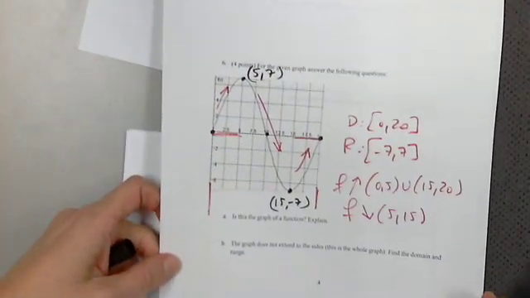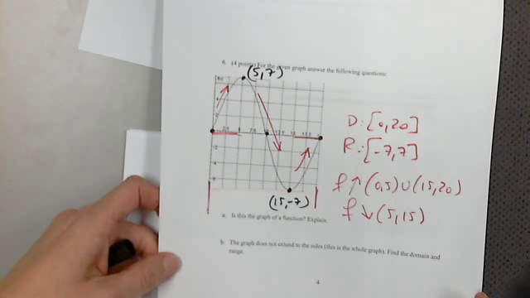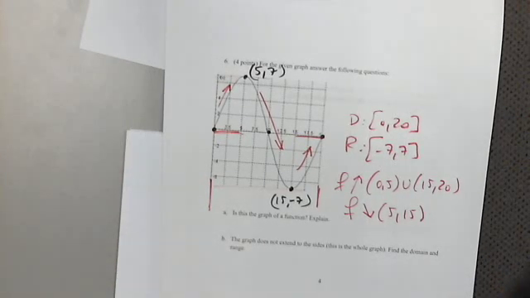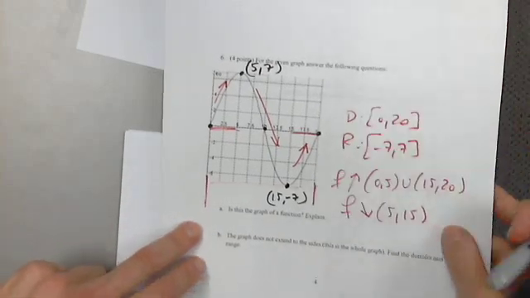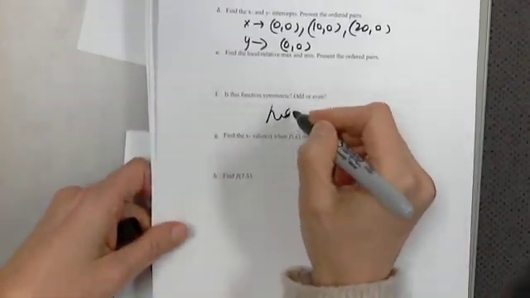Is this function symmetric? A symmetric function has to have something on the other side of the y-axis, either even, or across the origin, odd. No, this function is not symmetric.